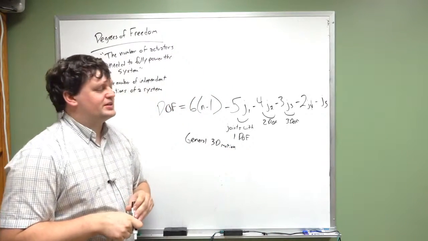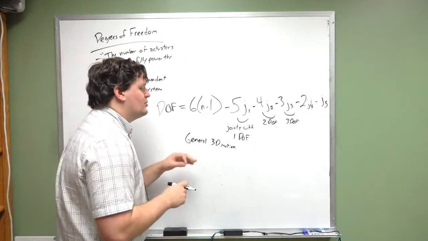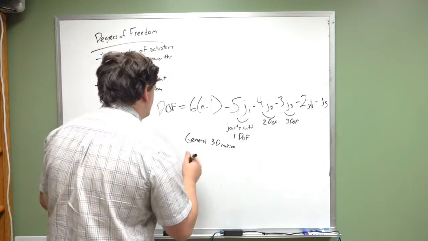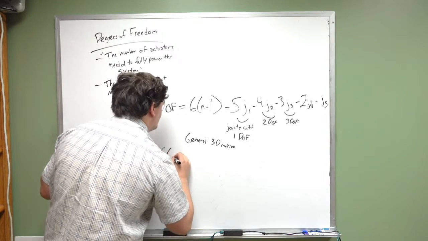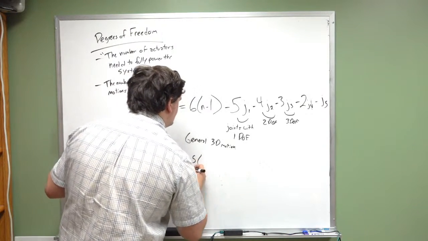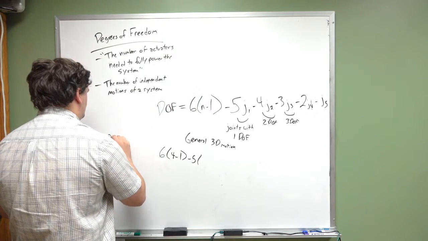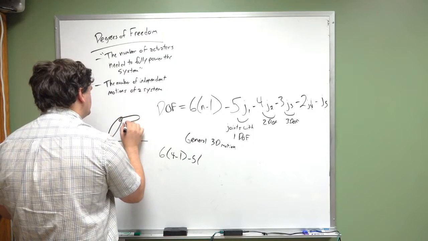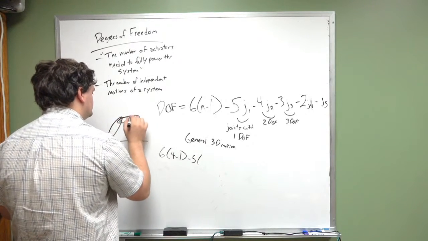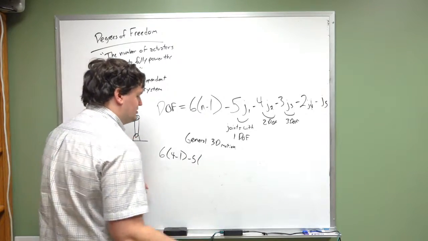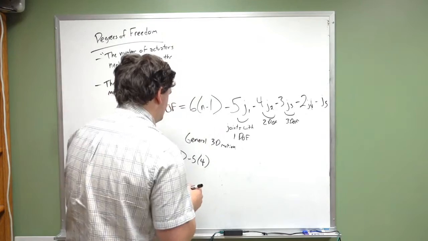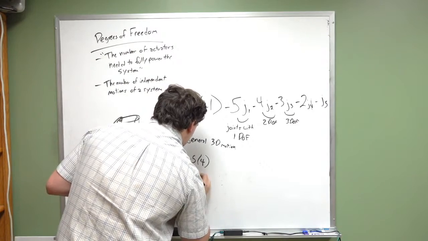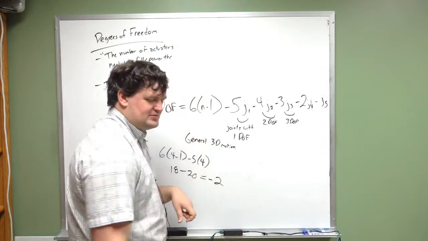And you'll notice that for a 4-bar linkage, if we were to do this, 4-bar linkages are comprised of only 1 degree of freedom joints. So what you have is 6 times 4 minus 1 minus 5 times, let's see, in a 4-bar linkage you've got 1, 2, 3, 4. I probably could have counted that in my head. Okay, so you got this. This ends up being 18 minus 20 is equal to negative 2.